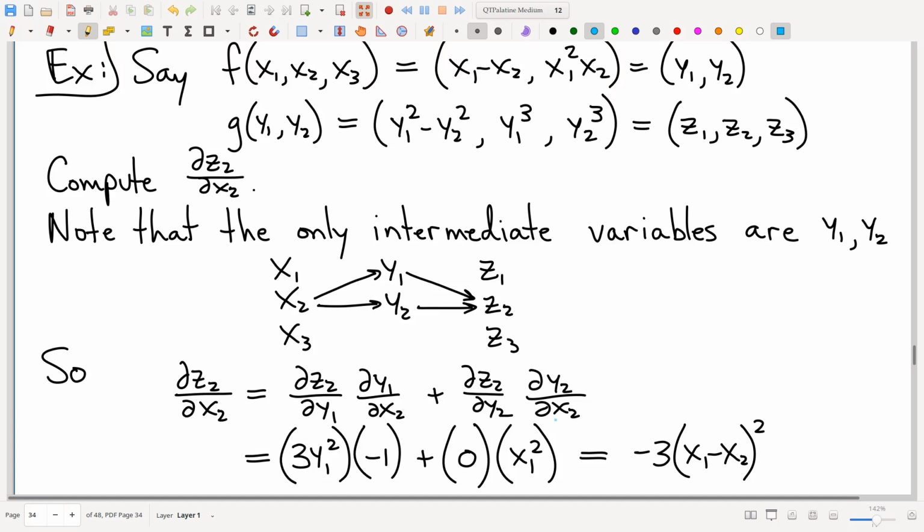Now, just for fun, let's do one of these. How do I compute the partial of z2 with respect to y1? Well, I have a formula right here. z2, apparently, is that. So if you want the partial of z2 with respect to y1, you take the partial of y1 cubed with respect to y1, and that is 3y1 squared.